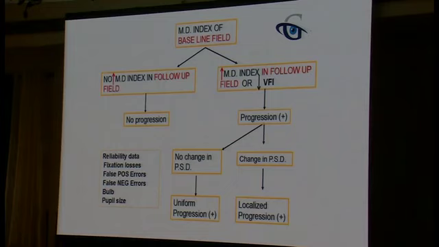And always you have to keep in mind the reliability factors: the fixation losses, false positives, false negatives, the calibration of the bulb, and the pupillary size, into consideration before assessing the change in mean deviation or visual field index.